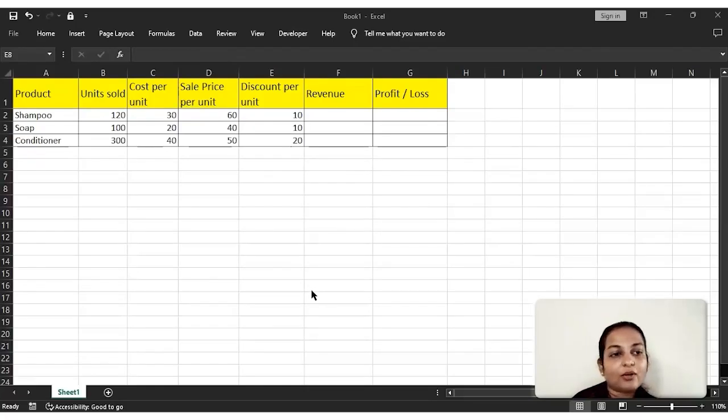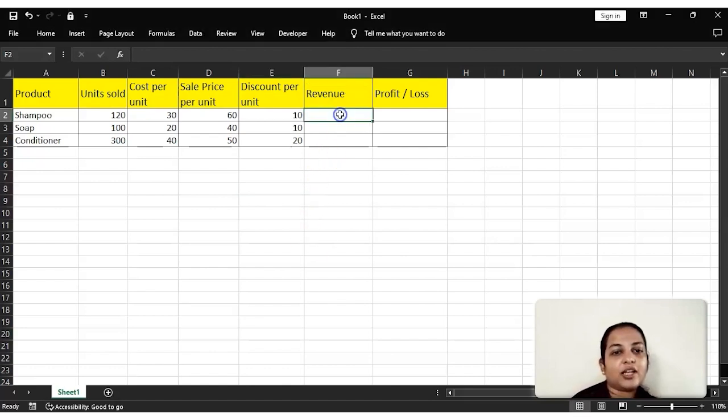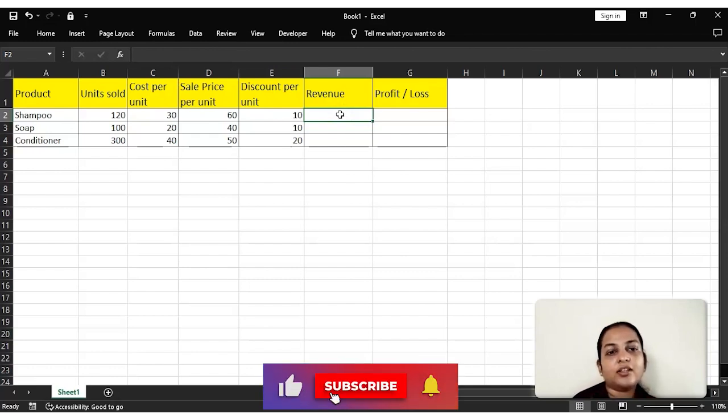Alright, so now what do we have here? If you notice, we have some products, we have the units that are sold for each of the products, their respective cost, sale price, and the discount given. Now, when I have to check the revenue, it is calculated by taking the sale price and subtracting the discount out of that. That is going to generate the revenue for me.